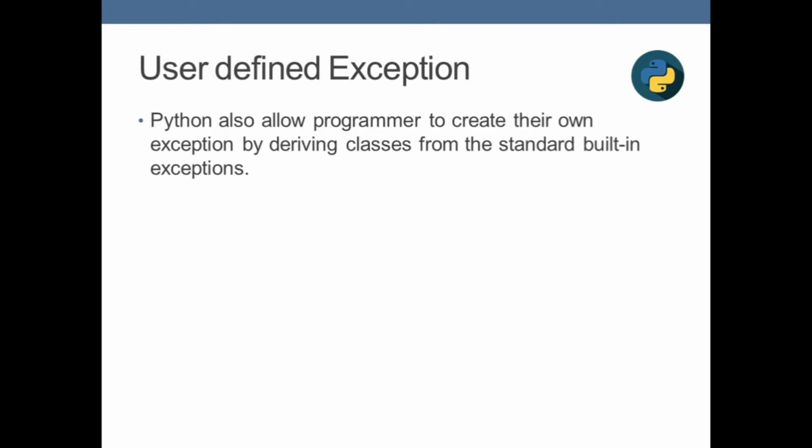Python allows programmers to create their own exception by deriving classes from the standard built-in exceptions. In this workshop series, you will learn Python at the beginner level. The beginner level means whatever topics we are covering in this series all come under the beginner level. In the intermediate level, you will learn advanced topics like classes, OOPS concepts, and data structures in Python.